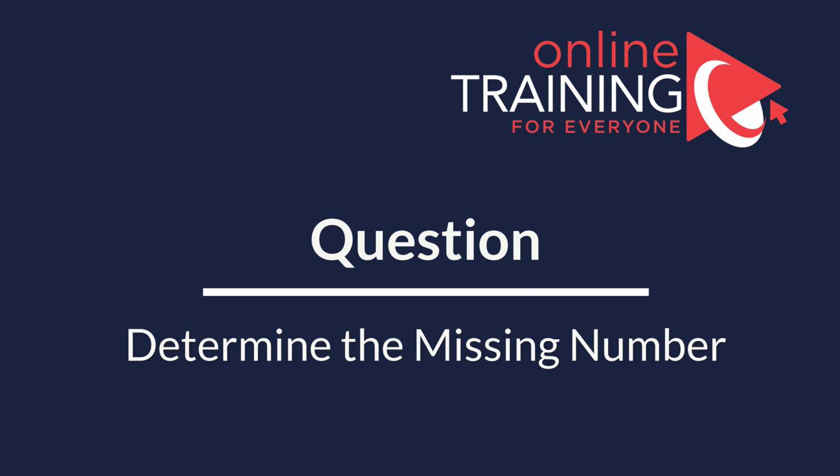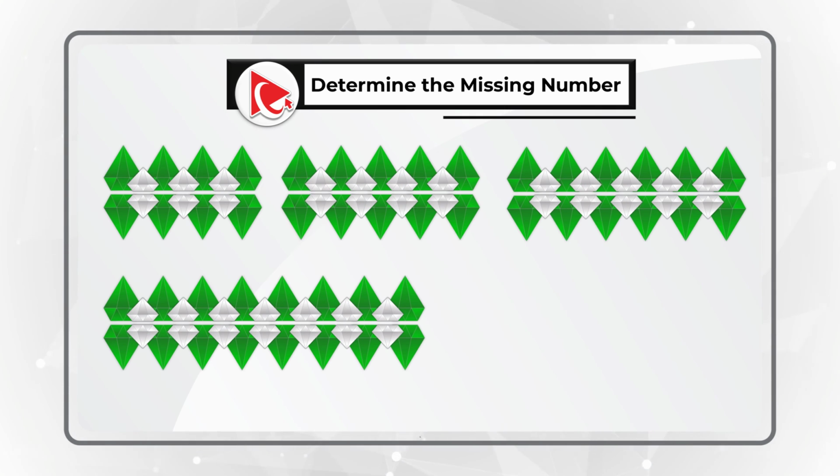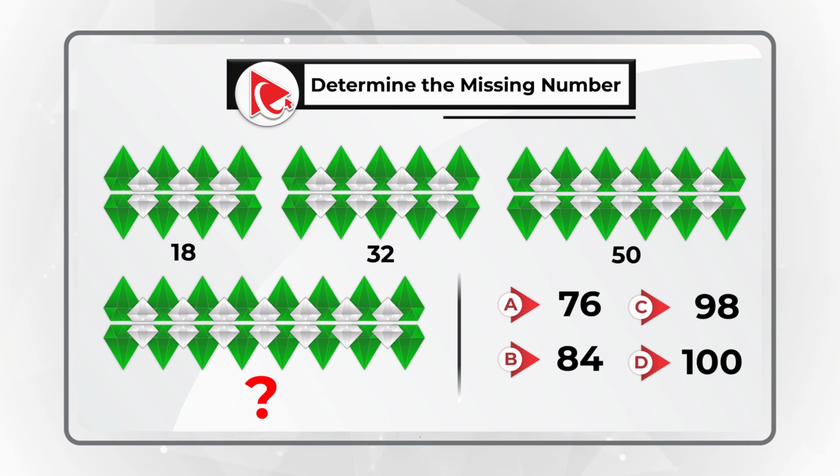Here's a very interesting problem which tests your analytical skills. You're presented with multiple diamond groups. Each diamond group has green diamonds as well as gray diamonds. Underneath each diamond group there are numbers: 18, 32, 50, and then comes the missing number. You can select the missing number out of 4 possible choices. Choice A, 76; choice B, 84; choice C, 98; and choice D, 100.